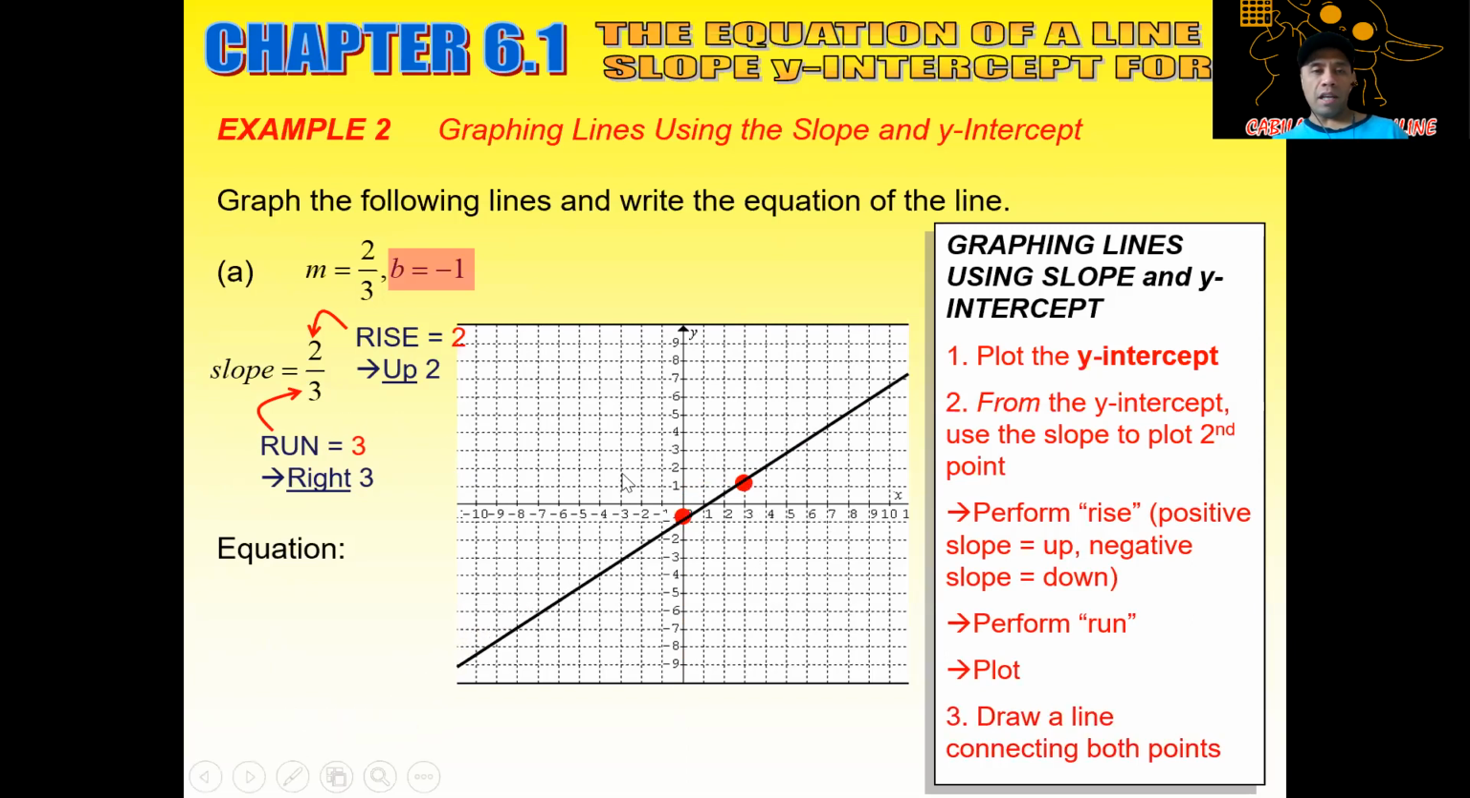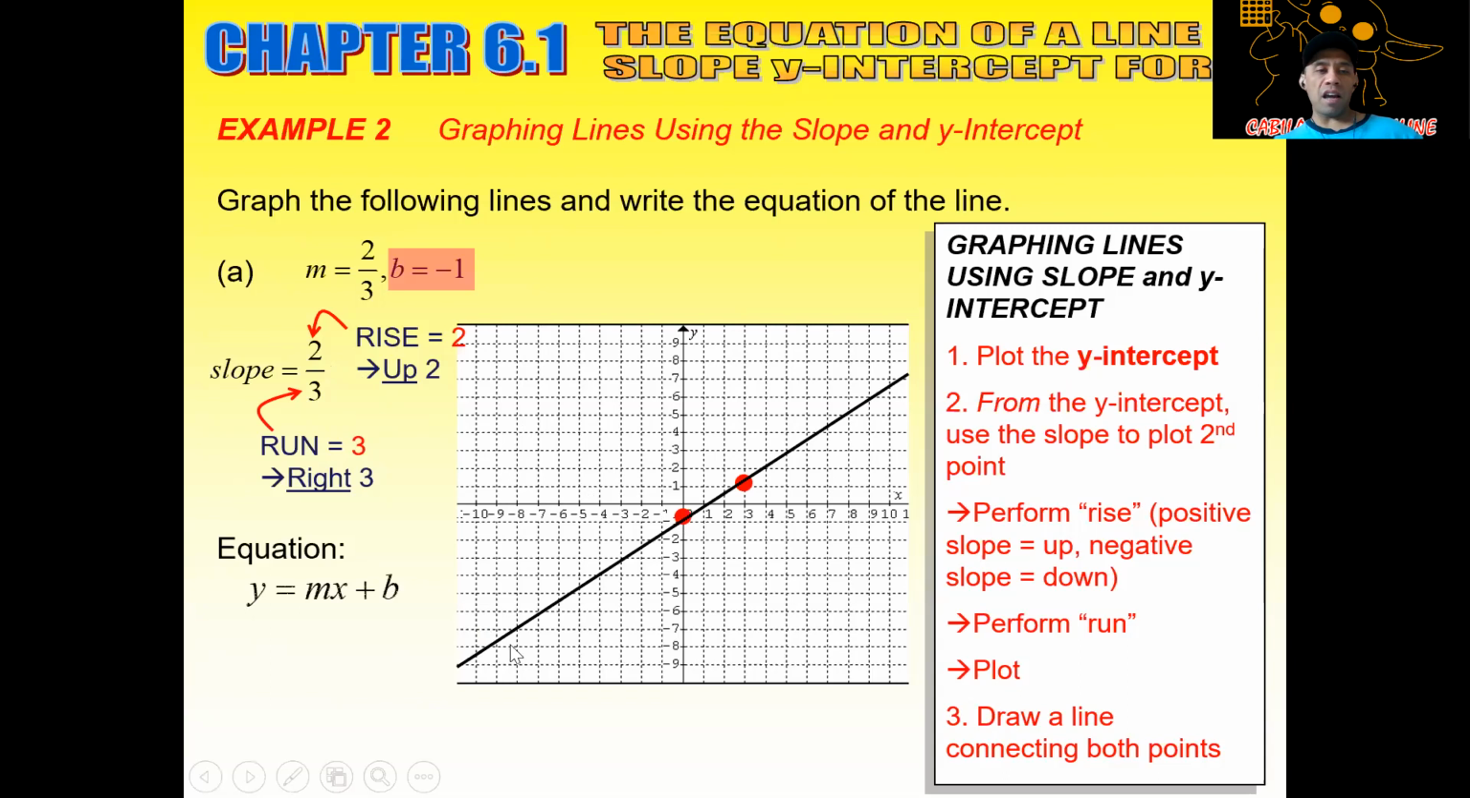So again, what we did here is from the y-intercept, we use the slope to plot the second point. And again, you always use the top number as a rise, which tells us how far to go up, and the run here tells us how far to go right.